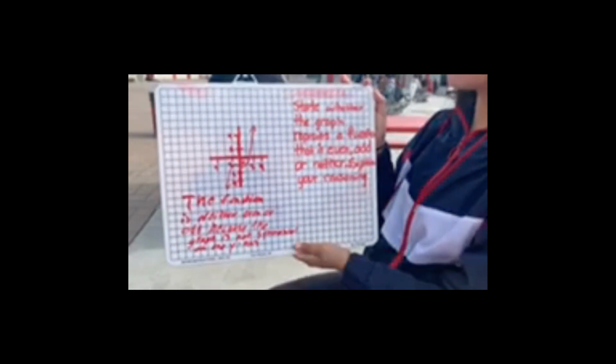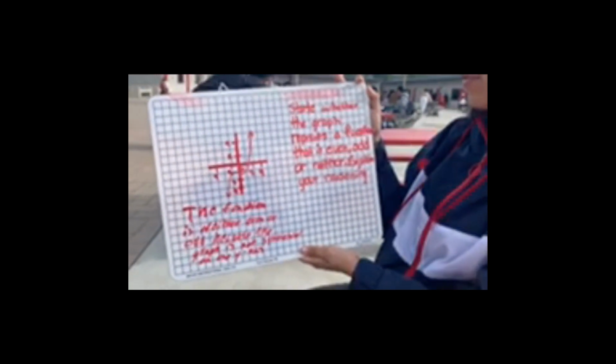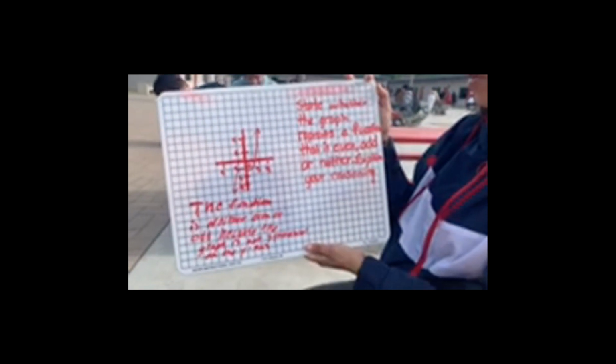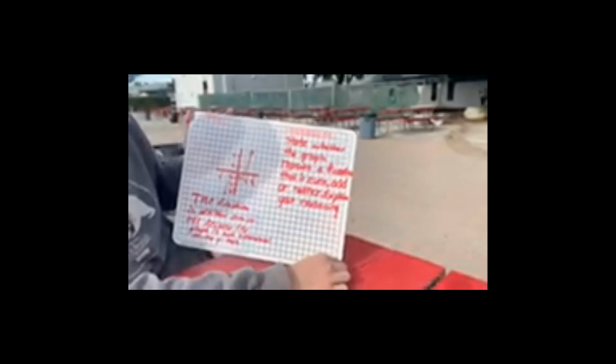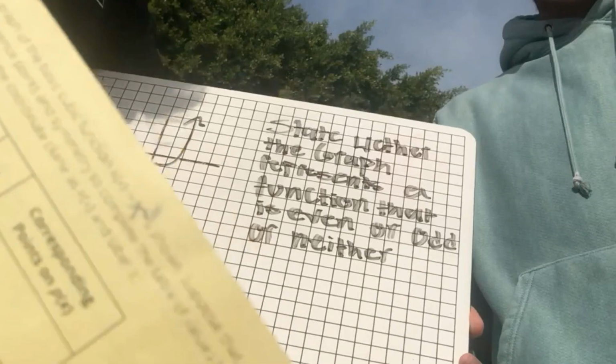So our question was number 3. State whether the graph represents a function that is even, odd, or neither. Explain your reasoning. The function is neither even or odd because the graph does not reflect across the y-axis.